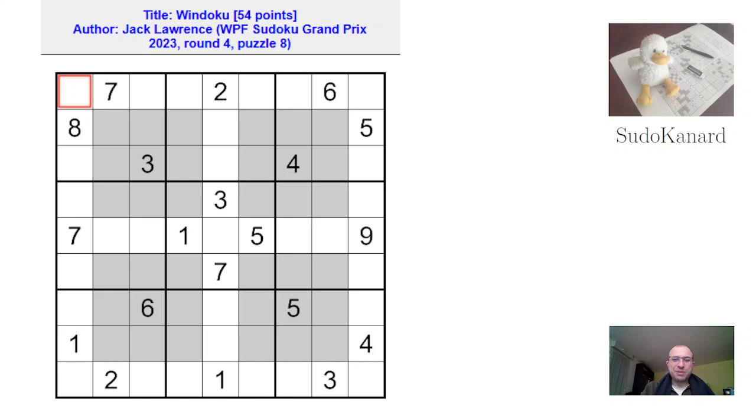We're here to solve this Windoku by British author Jack Lawrence. It was featured in a recent Sudoku Grand Prix. So the special rule of Windoku is that on top of the usual rules of Sudoku, you have those windows, which are extra regions, and it means that those shaded 3x3 squares that are offset with respect to the usual 3x3 squares must contain all digits from 1 to 9.